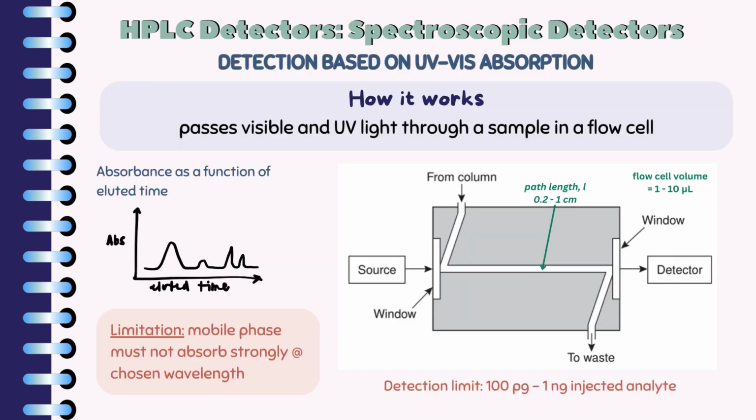The first detector to discuss under spectroscopic detectors is the UV-vis spectrophotometer. UV-vis detectors work by passing visible and UV light through a sample which elutes from the column in a flow cell. The chromatogram shows absorbance over elution time. Higher absorbances correspond to higher concentrations of solutes that absorb at the chosen wavelength. The limitation, however, of this detection method is that the mobile phase must not absorb strongly to avoid interfering with the analyte signals.